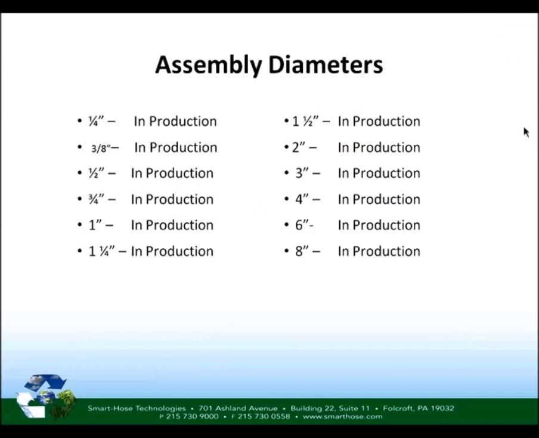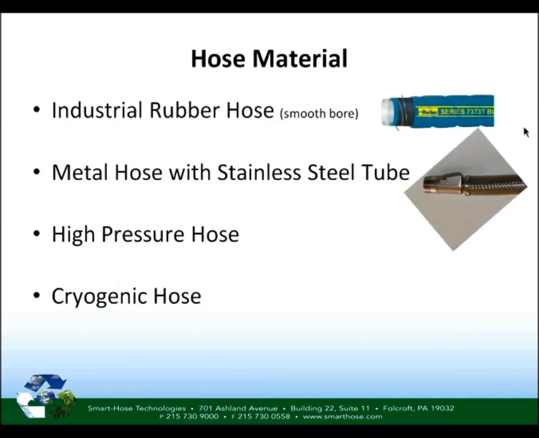As I mentioned, we have different assembly diameters in production, all the way from 1/4 inch up to 8 inches in diameter, your barge hoses. Different types of materials that we currently incorporate our smart hose safety system in: your smooth bore rubber hoses for your LPG, NH3, your corrugated metal hoses with stainless steel, your high pressure hoses, Teflon, Tefzel mostly, and cryogenic hoses. There aren't many hoses we cannot implement our safety system in.